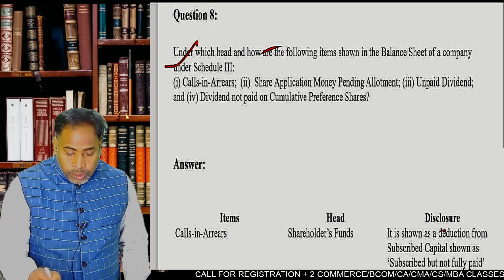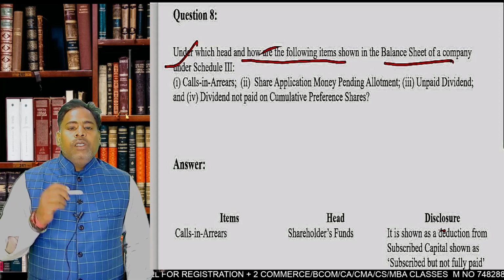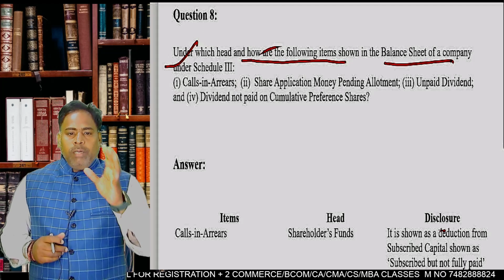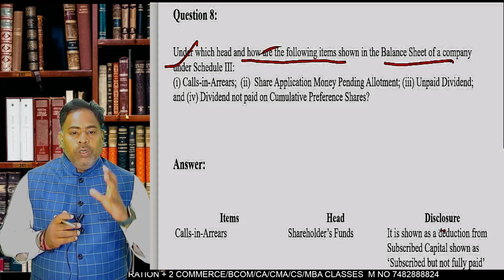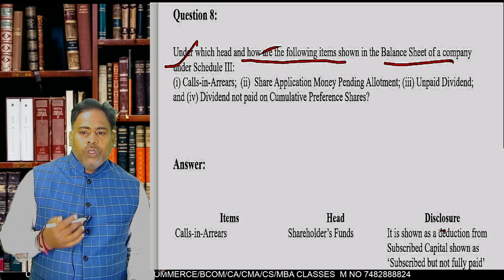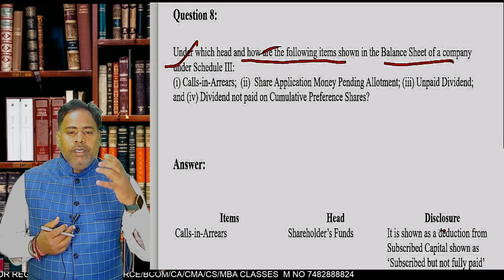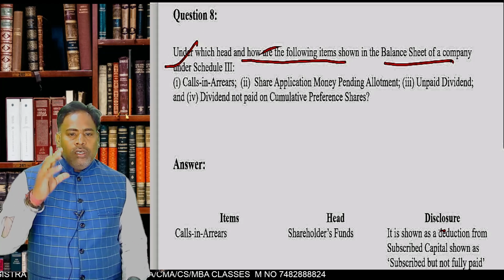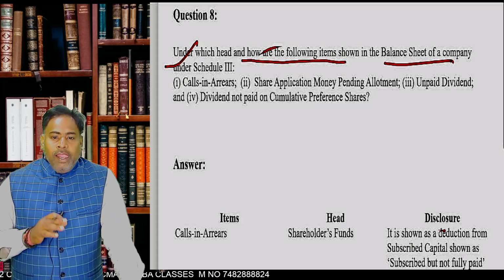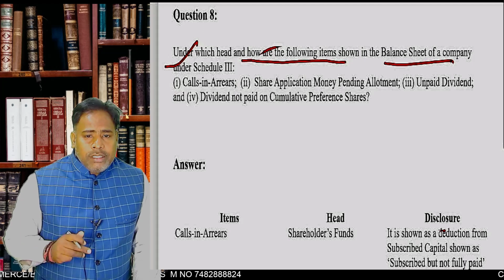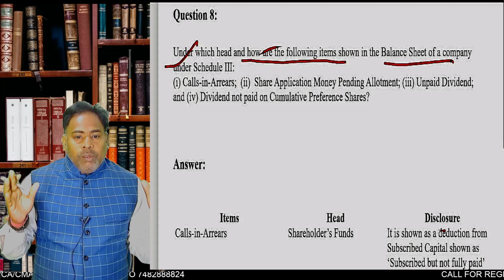Under which head should it fall? Under which head will the following items be shown in the balance sheet in Schedule III? If you are not able to understand how to segregate the items, think of your home, where your mom arranges everything in its own place. Your clothes should be in the almirah and all the kitchen items should be in the kitchen. Similarly, in the balance sheet the items should appear in their own place. Everything has a place and it should be kept in that place. Otherwise, it will be chaos.